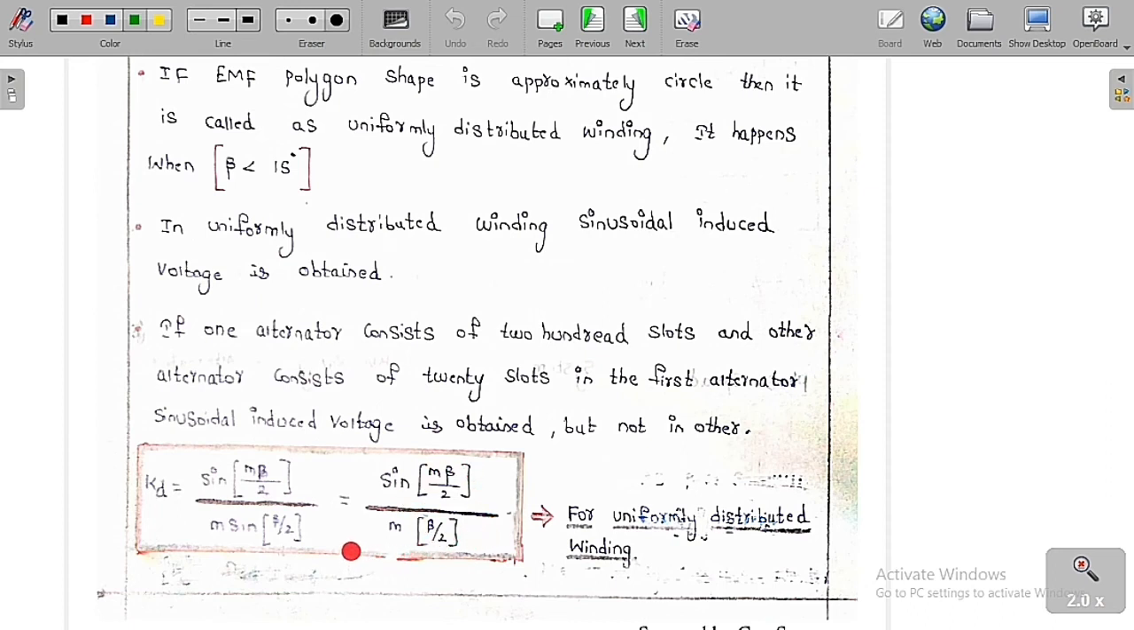So this is the formula, which is the simplification. It's a very easy analysis for the uniformly distributed winding. So Kd is equal to sine of m beta by 2 divided by m into sine beta by 2. This is the actual formula, but we have approximated it for the special case of uniformly distributed winding.